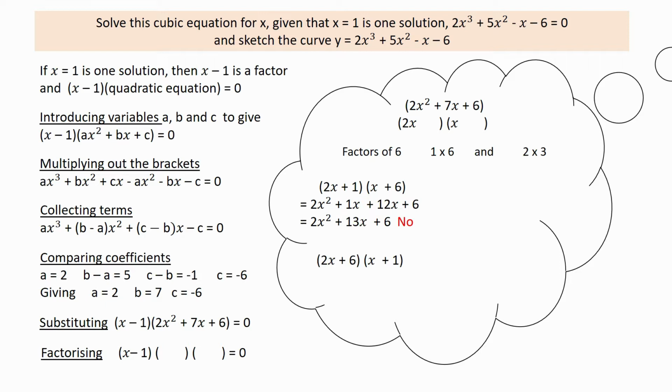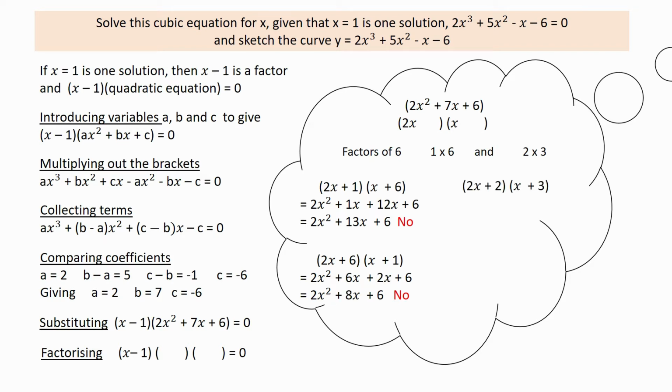Another attempt, swapping the 1 and 6 in the brackets. We have the 2x squared and the plus 6 as before. Multiplying the 6 and x gives 6x. Multiplying the 2x and the 1 gives 2x. Adding the two terms in x gives 8x. This does not give the 7x required.